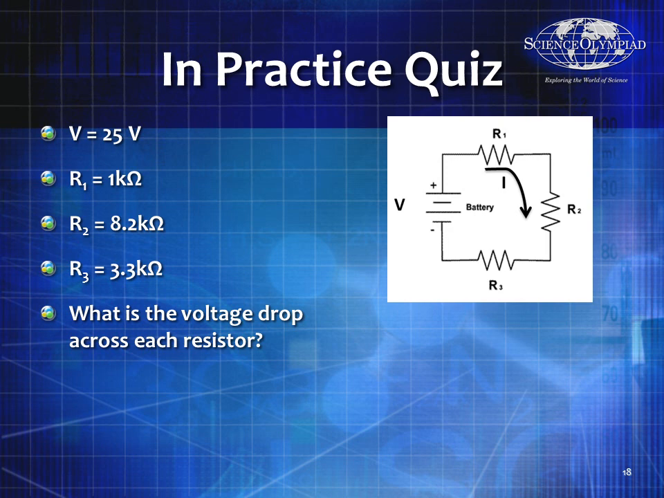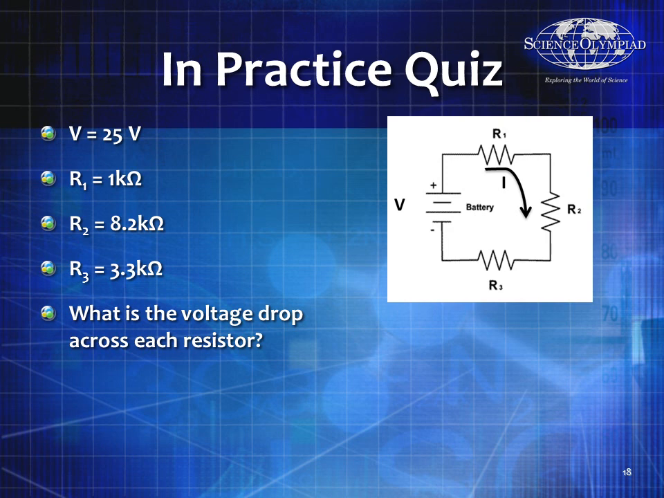Now, let's look at this other one, okay? Again, same sort of thing. I'm adding a 1 kilo ohm resistor, an 8.2 kilo ohm resistor, and a 3.3 kilo ohm resistor. And again, I add up all these resistors, so that ends up being 0.5, and that ends up being 12. So it's 12.5. So it's about 2 amps going around.